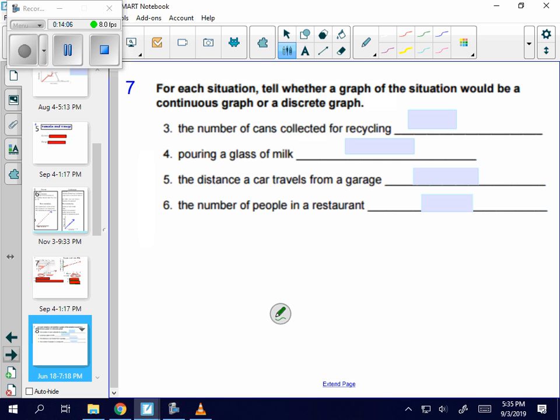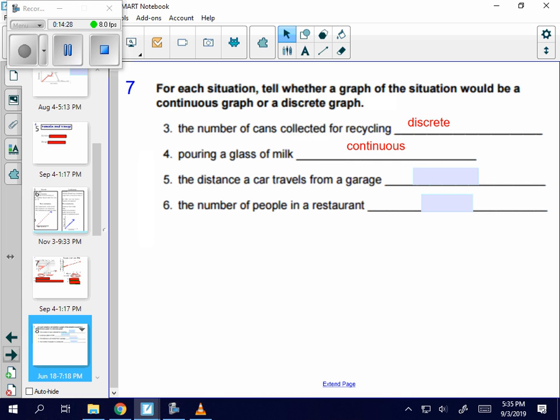Number 7, for each situation, tell whether the graph would be continuous or discrete. So the number of cans collected for recycling, really we can't have half a can, it wouldn't count. So that would be discrete. Number 4, pouring a glass of milk. Well, I could add 1 drop more. I could add the teeniest fractional amounts more.